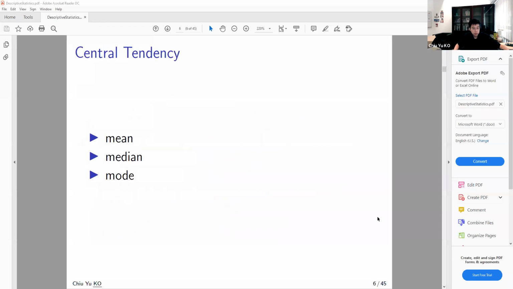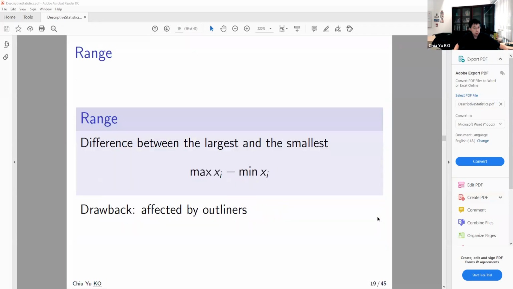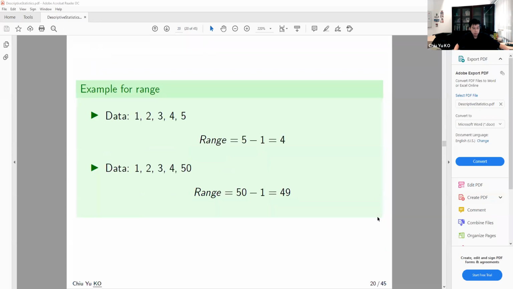So today we will go over the dispersion in the shape and finish our first chapter slides. If we have time, we will go to Excel, or if you have time, you will go to the quiz. It depends on the time.